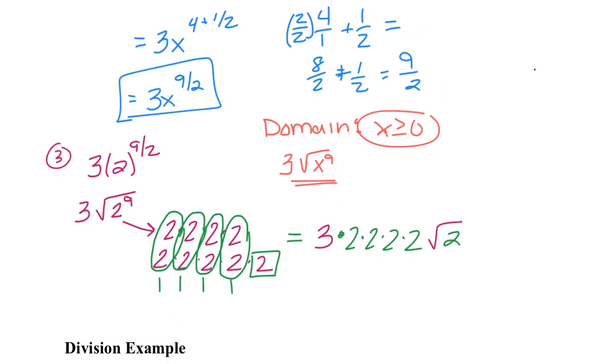We didn't even need to figure out what 2 to the 9th actually is. So now let's simplify what we have here. 2 times 2 times 2 times 2 makes 16, and 16 times 3 makes 48. So we have 48 square root of 2. That is what this new function evaluated at 2 will give us: 48 square root of 2.